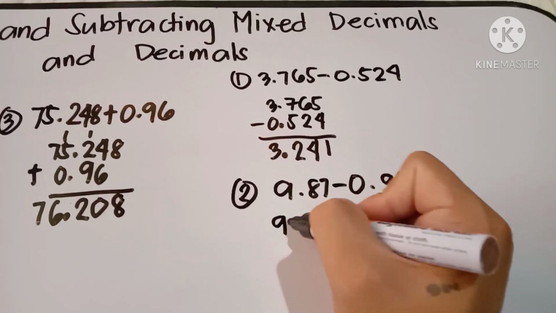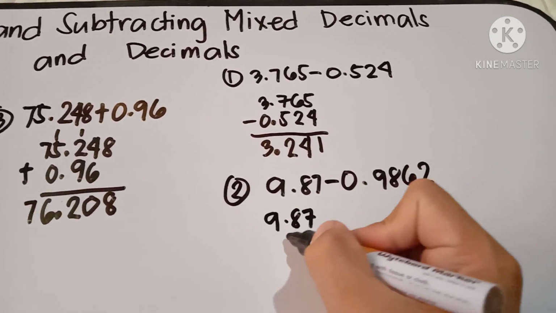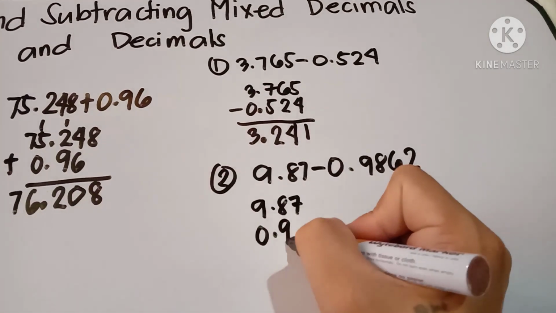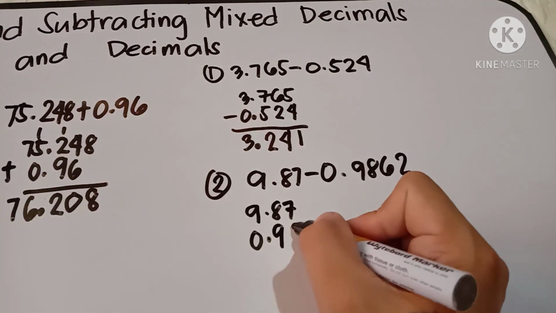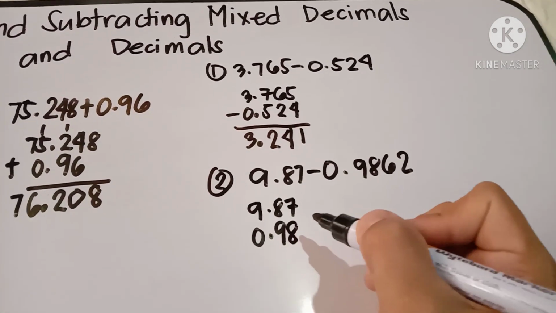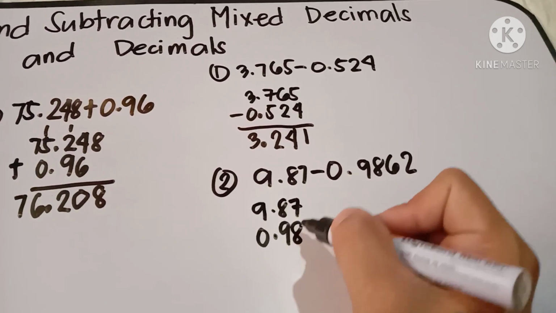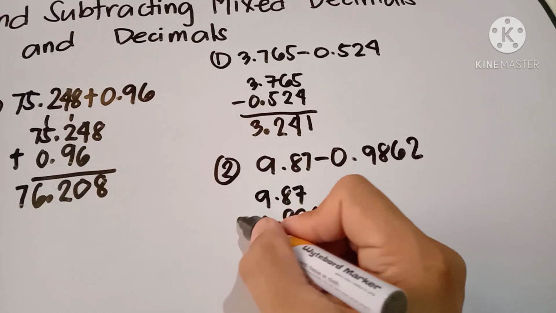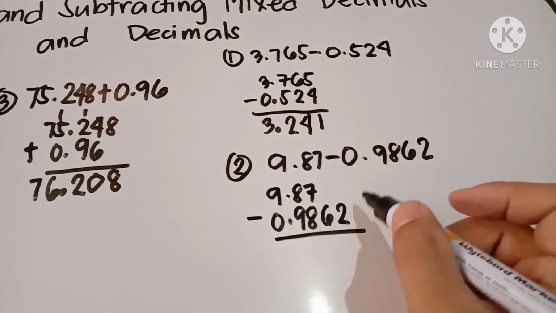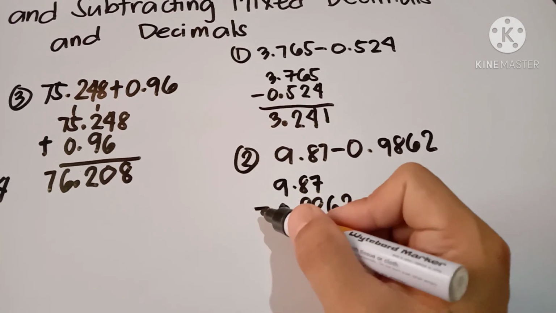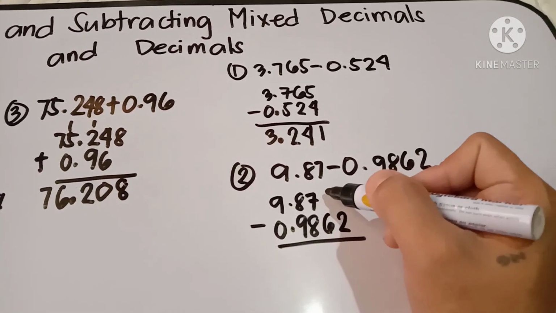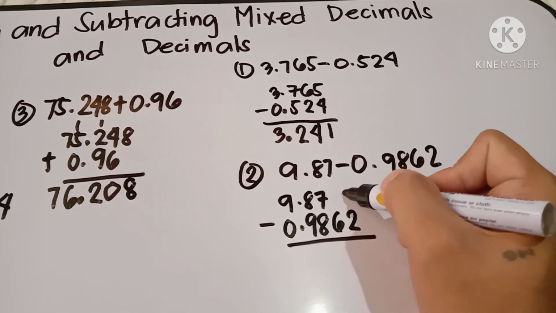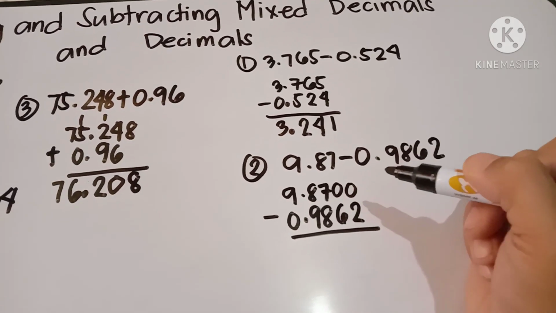Dapat naka-column yung numbers. Okay, see to it that the decimal points are aligned. The tenths digit, naka-align dapat. The hundredths digits dapat naka-align, and so on and so forth. Okay, let us start to subtract at the rightmost digit. So, since it is subtraction, okay, walang digit po dito sa itaas ng 2 and 6. So, lalagyan natin siya ng 0. We're going to write 0.